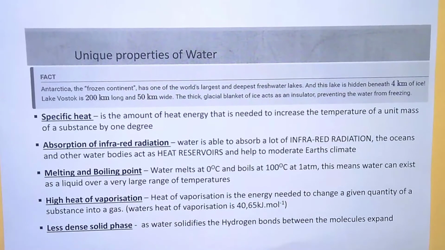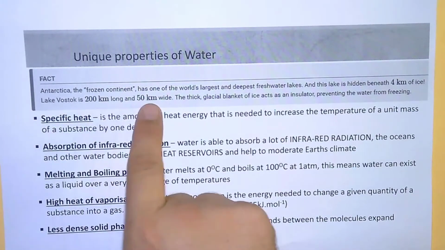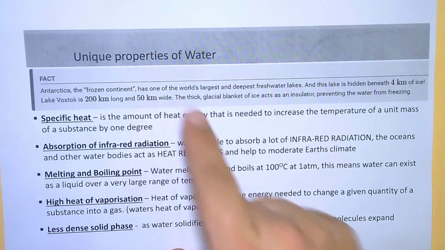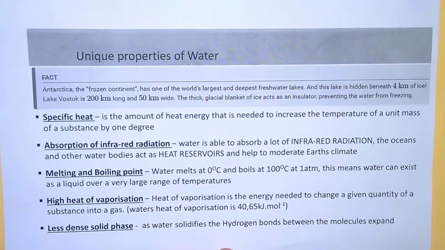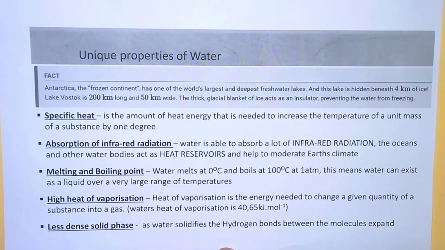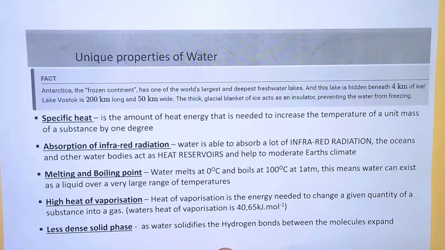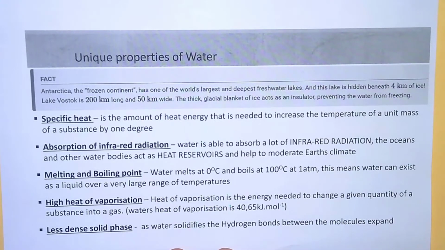Just an interesting fact for you. Antarctica has one of the world's largest freshwater lakes. It's 4 kilometers below the snow. It's 200 kilometers long and 50 kilometers wide. This is one of those glacial lakes that, well, most of them don't ever see the light of day, but even at that depth, the water is still in a liquid form.